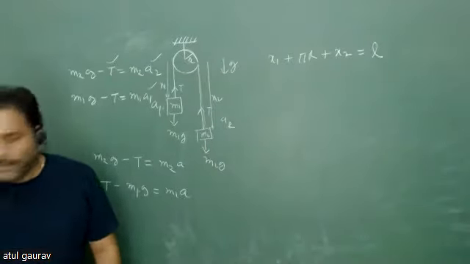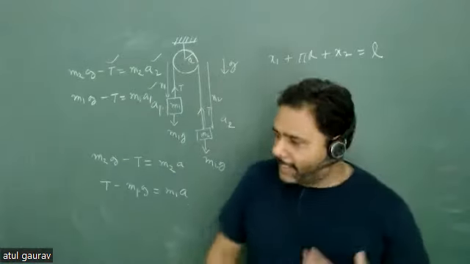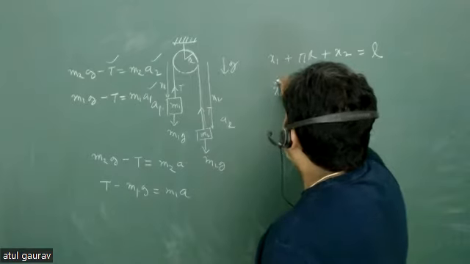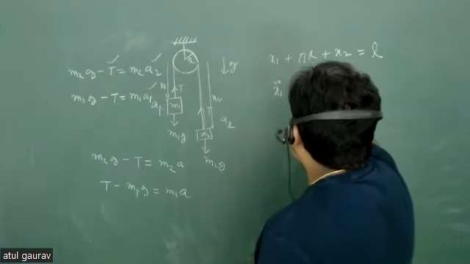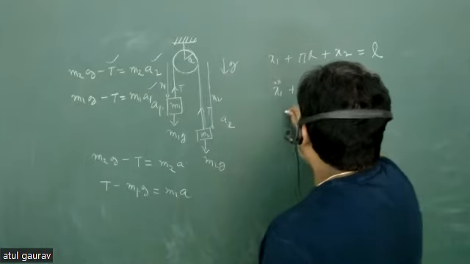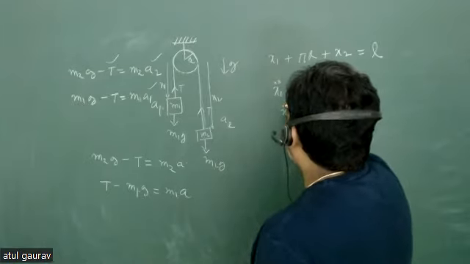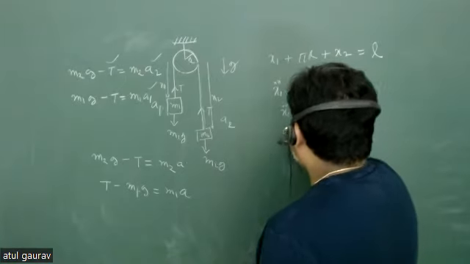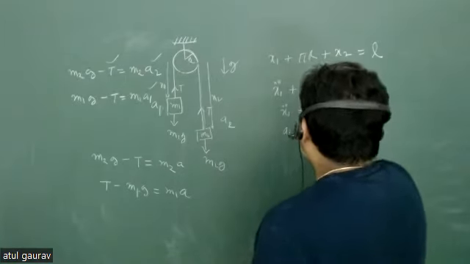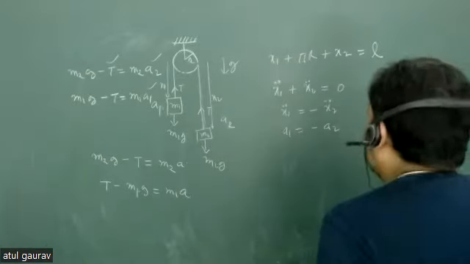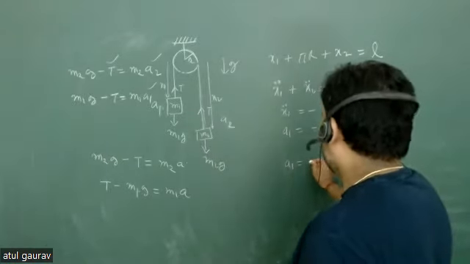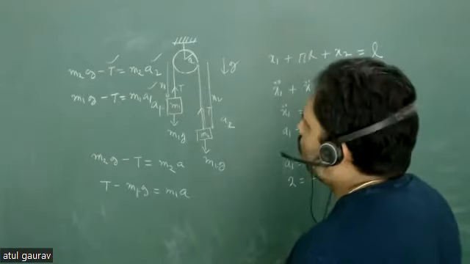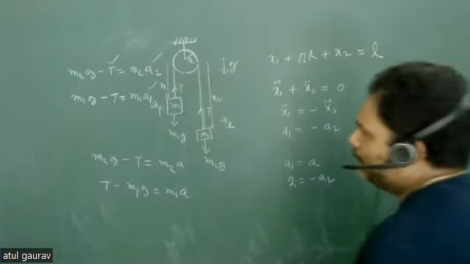From here, I can mathematically determine that x1 double dot plus x2 double dot must be equal to 0. That means x1 double dot is nothing but minus x2 double dot. So a1 is equal to minus a2. Then I can put a1 is equal to a and a2 is equal to minus a. You can just put it.